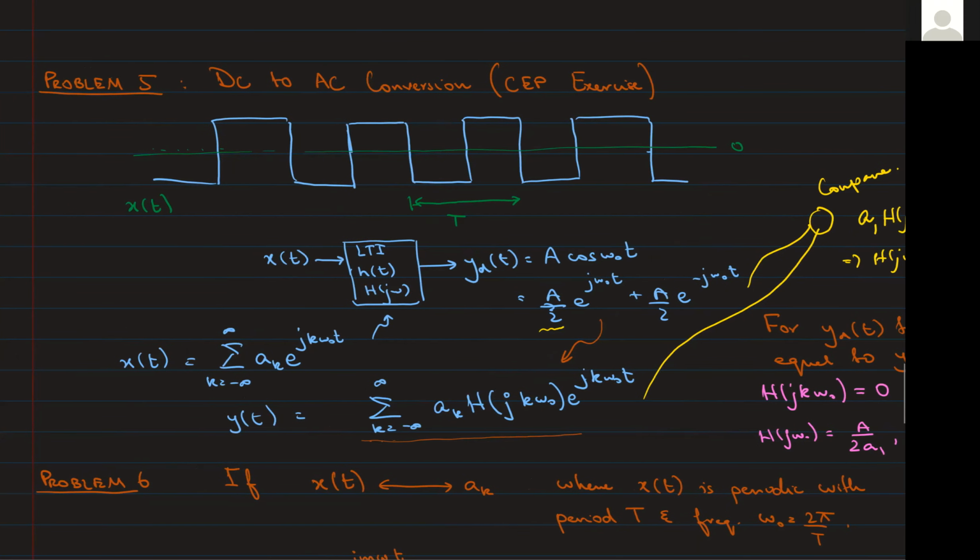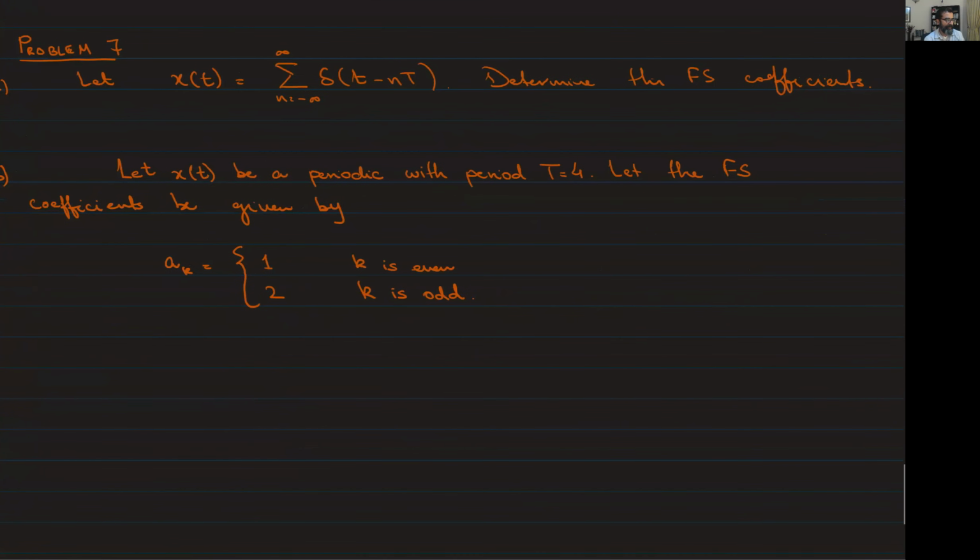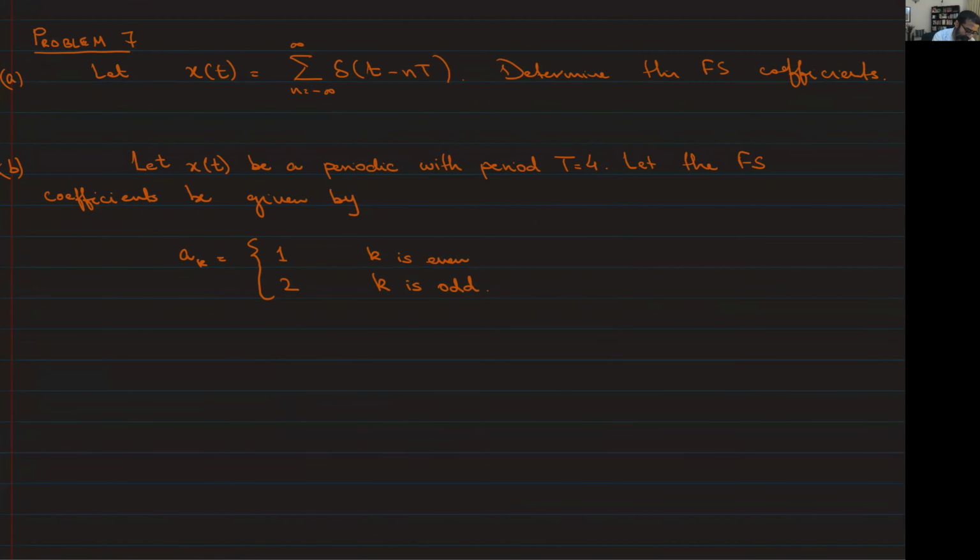So this was also a question that one of the students asked me. And part A is something that I've introduced myself because it may be useful for part B, and is related to one of the problems that we've done already. If x of t is this train of impulses, there is an impulse at 0, an impulse at T, an impulse at 2T, and so on, and minus T and minus 2T, and the heights are 1.